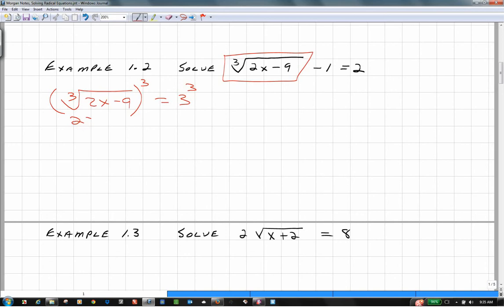So I would have 2x minus 9 is equal to 27. Adding 9 to both sides, I have 2x is equal to 36. Dividing by 2, I have x equal to 18. I don't know if that's a good solution, so let's try and check it. So I'm going to check 18.